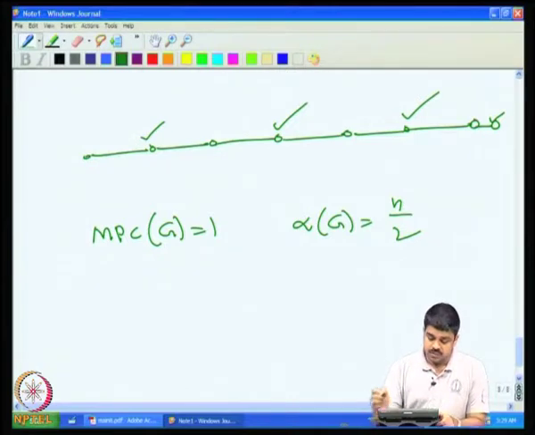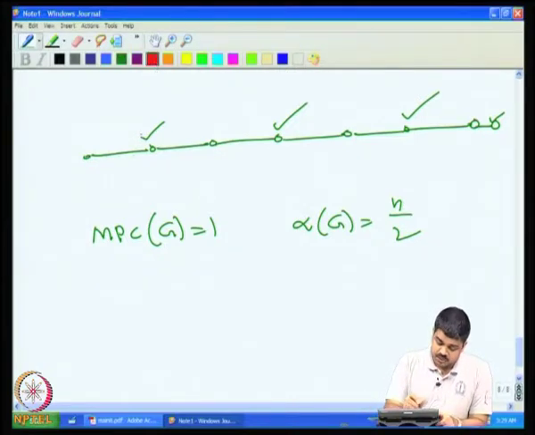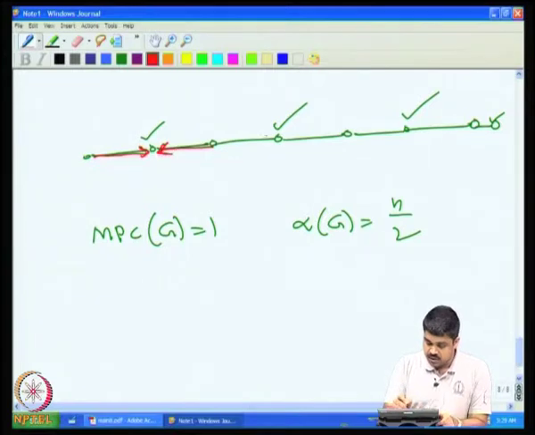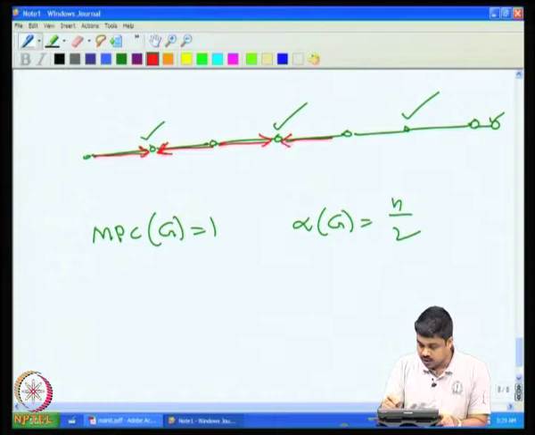Now, suppose I direct the edges this way. First I direct it this way, that means this is like this, then I direct this edge in the opposite direction, and then I direct this one this way, and this one this way, this one this way.